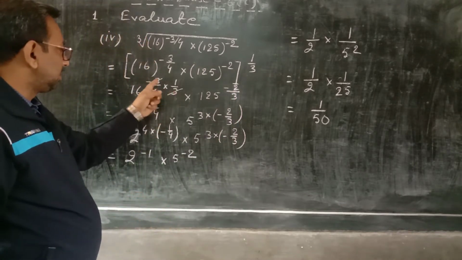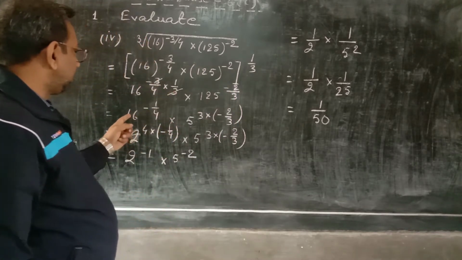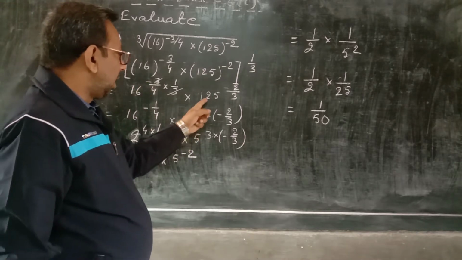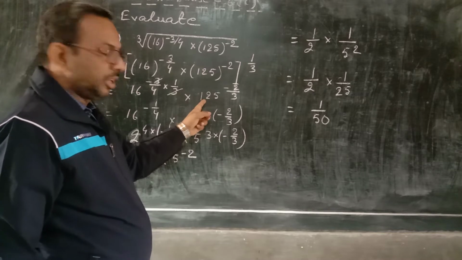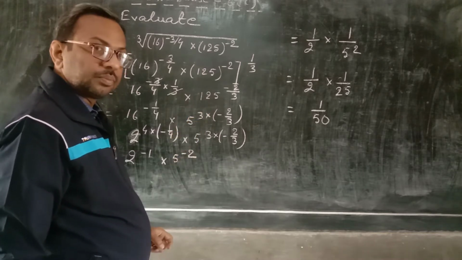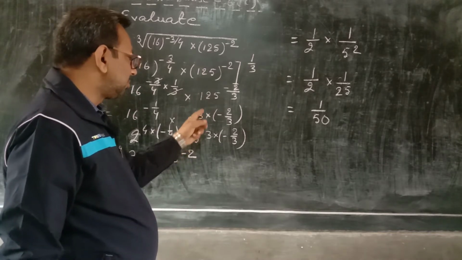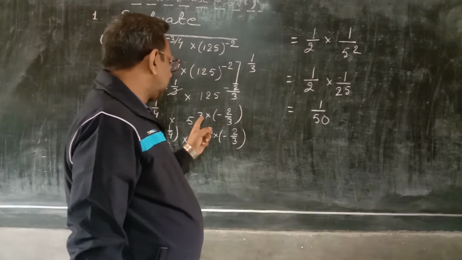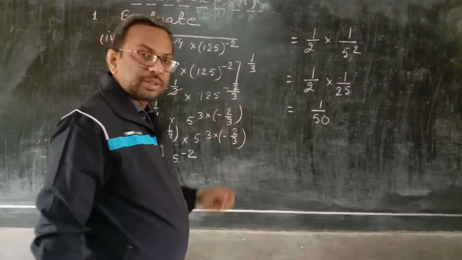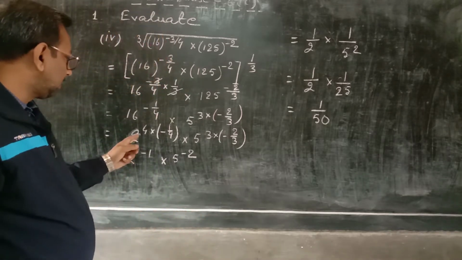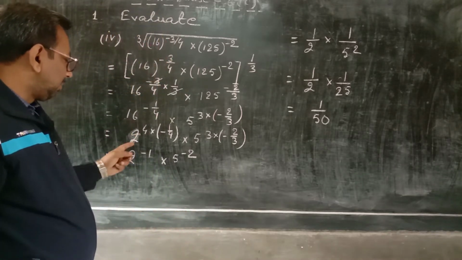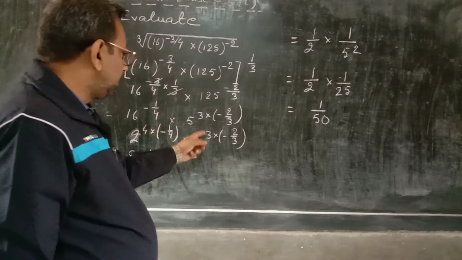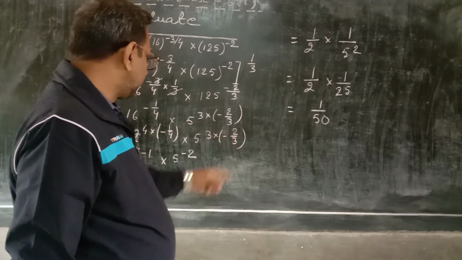Now I have cancelled this 3 and this 3. So it became 16 to the power minus 1 by 4, and this side 125 we can write as 5 cube, because if you multiply 5 three times you will get 125. So this is 5 cube to the power minus 2 by 3. Then this 16 I have written as 2 to the power 4, into minus 1 by 4, into 5 cube into minus 2 by 3.